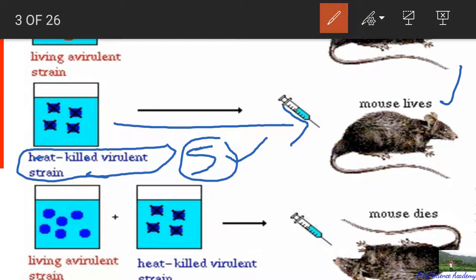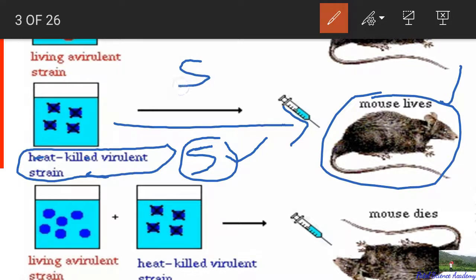Did he develop pneumonia? No, he didn't develop pneumonia disease with heat killed S strain bacteria. Once again the mice survive because there is no pneumonia. But which thing is responsible here for the death of the mice till this step number three? Only one thing, that is the living S strain. Living S strain is responsible for the death of the mice, as we have seen till now.